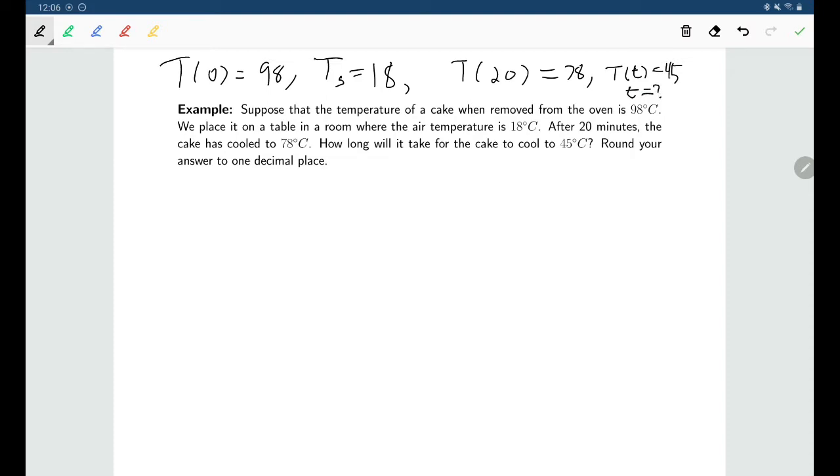So this is what we have. We have a bunch of facts. We know the surrounding temperature, 18 degrees. We know the cake starts at 98 degrees. After 20 minutes, it's at 78 degrees. How long does it take to get to be reasonably warm, 45 degrees Celsius? So starting with our formula, T, the temperature at time t, is A e to the kt plus our surrounding temperature being 18. And I'm going to use the first fact, which is that when the time is 0, the temperature is 98.